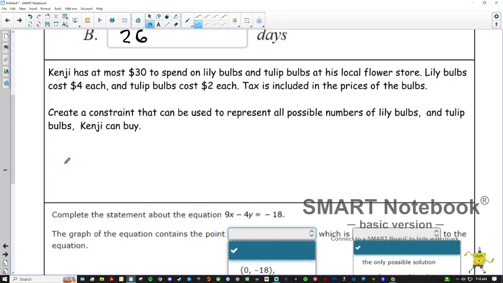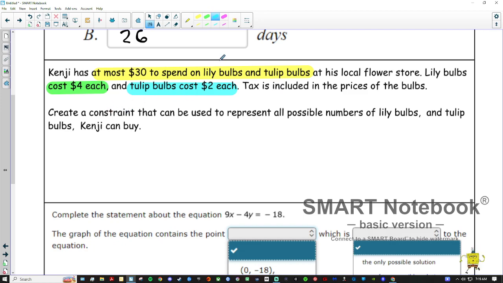Kenji has at most $30 to spend on lily bulbs and tulip bulbs. Lily bulbs cost $4 each. Tulip bulbs cost $2 each.